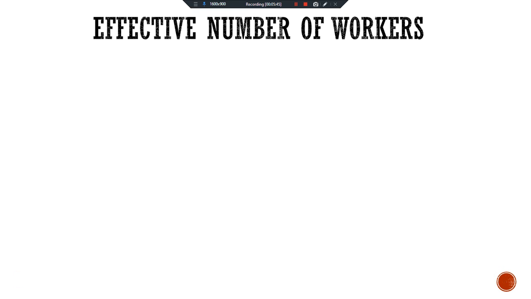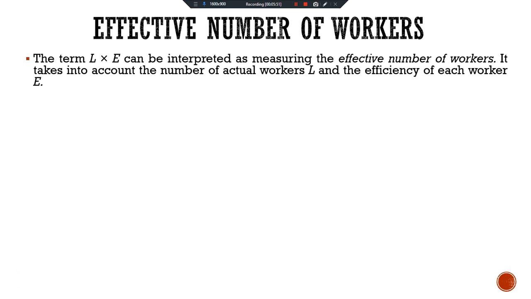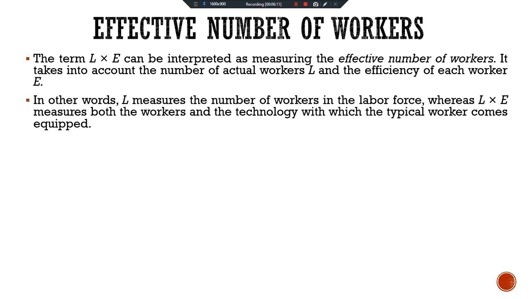Here we have another concept, the effective number of workers. The term L cross E, or L multiplied by E, can be interpreted as measuring the effective number of workers. It takes into account the number of actual workers, L, and the efficiency of each worker, E. In other words, L measures the number of workers in the workforce, whereas L cross E measures both the workers and the technology with which the typical worker comes equipped.